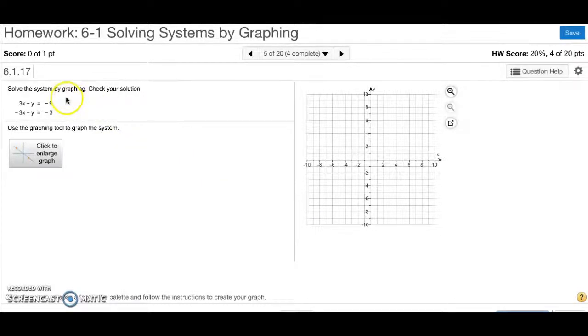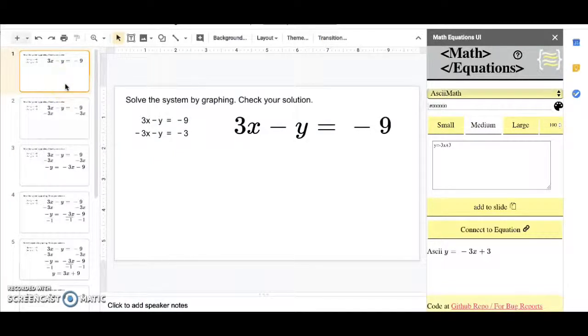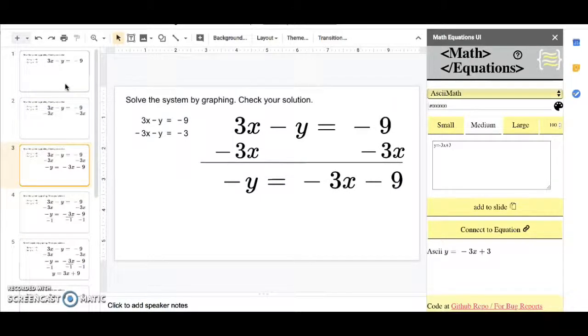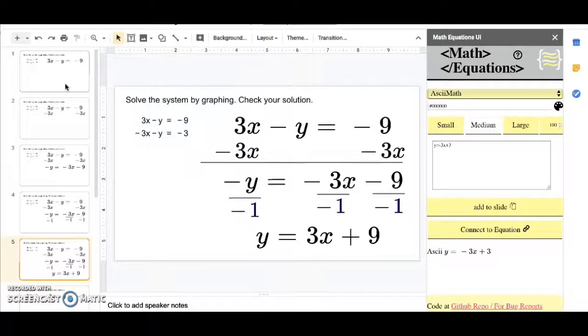Number 5, you see neither one of these are in slope-intercept form. We have to put it in slope-intercept form first. So let's go ahead and do that. Okay, so we have for the first equation, 3x minus y equals negative 9. So we first have to subtract 3x from both sides, which will leave us with negative y equals negative 3x minus 9. Now the y still isn't by itself, we have to divide everything by negative 1, which changes all the signs, which will leave us with y equals 3x plus 9. So that is my first equation I can graph, y equals 3x plus 9.